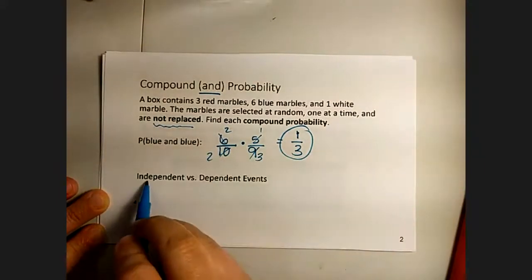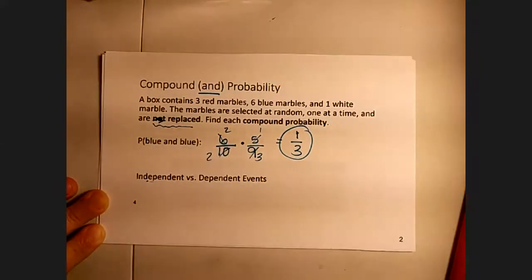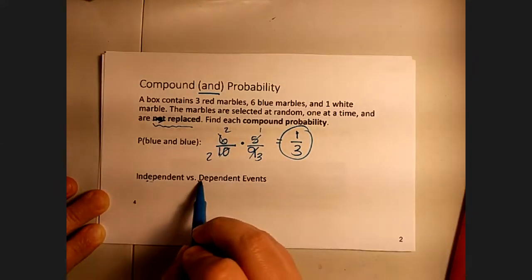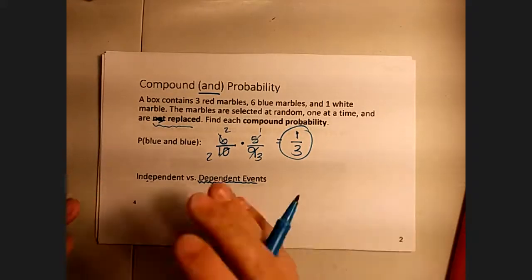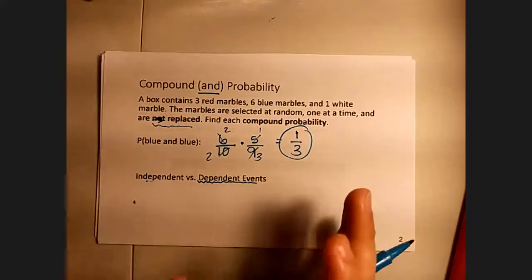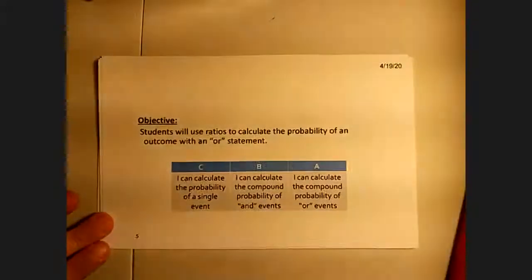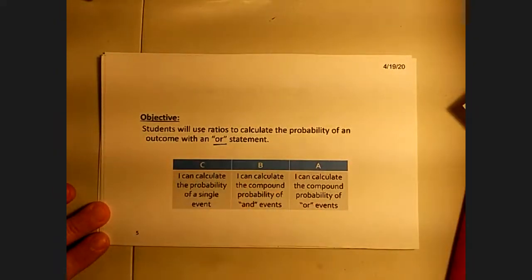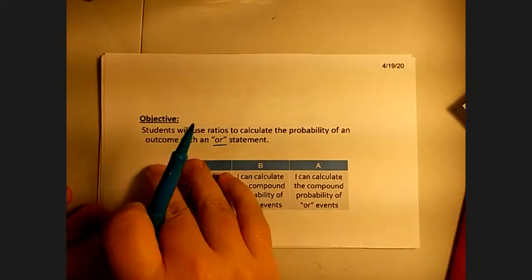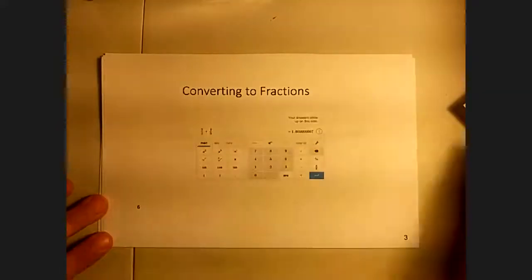This would be independent if the marbles were replaced. Today we're going to talk a little more about some special kinds of events that have relationships. They're not necessarily dependent on each other, but they are connected, kind of like dependent events are. Today we're going to work on finding the probability of "or" statements, the probability of this or this happening. Last week we worked on "and"; today we're focused on "or" statements.